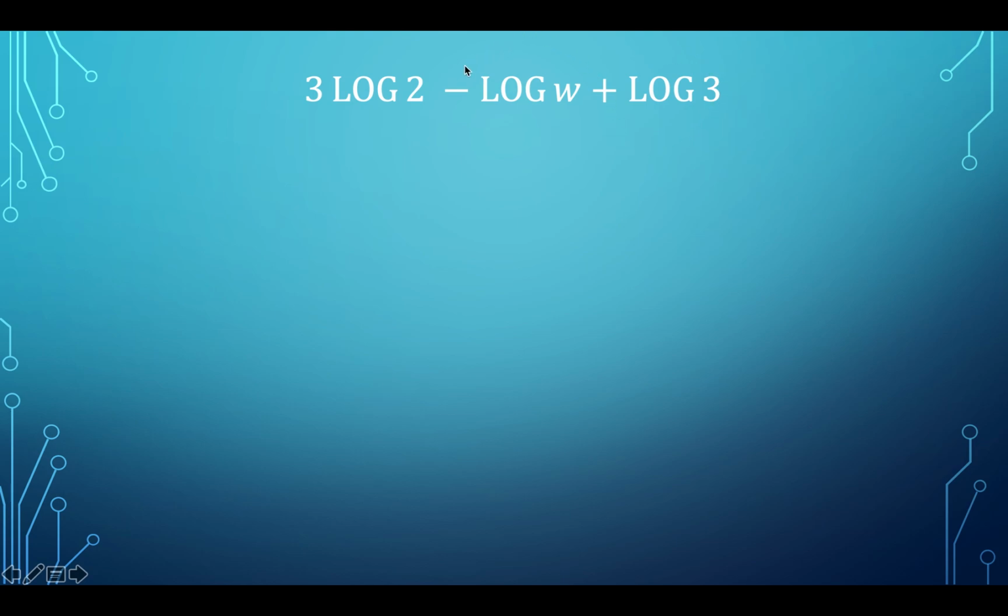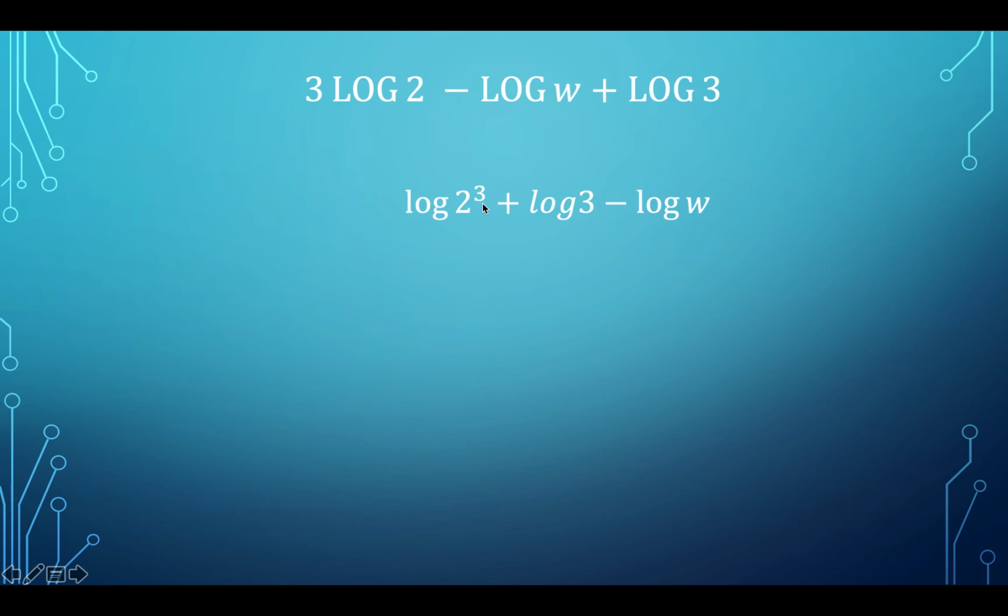Why? Because if it was going to be in the denominator, it would have to be grouped. There would have to be parentheses around it. If there's no parenthesis, that means it's automatically going to go where? Up into the numerator. So let's simplify this. So we have log 2 to the third plus log 3 minus log w. I kind of just brought this over here so it's a little easier to see it.